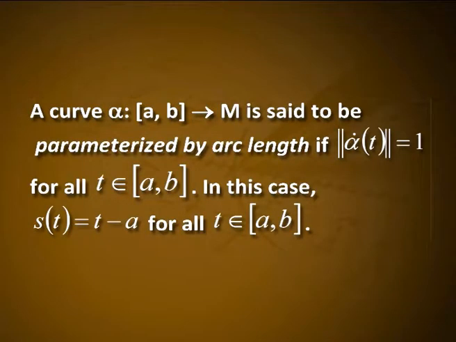If, however, the norm of α'(t) is not equal to 0 for all t, then s is smooth and monotonically increasing. Next definition. A curve α from the closed interval [a, b] to M is said to be parametrized by arc length if the norm of α'(t) is equal to 1 for all t in [a, b]. In this case, s(t) is equal to t minus a for all t in [a, b].